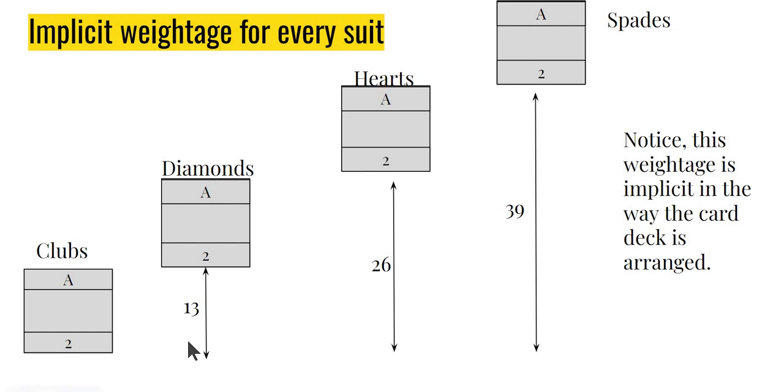So, effectively, we have 13, 26, 39, and of course, 0 for clubs. So, effectively, we have a weightage of 0 for clubs, 13 for diamonds, 26 for hearts, and say 39 for spades. Now, this is multiples of 13 because there are 13 cards.